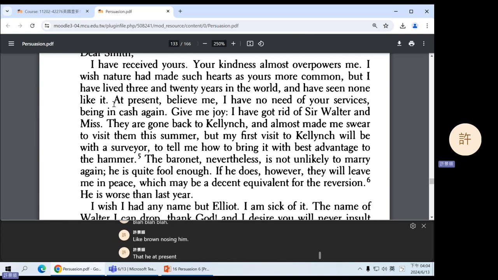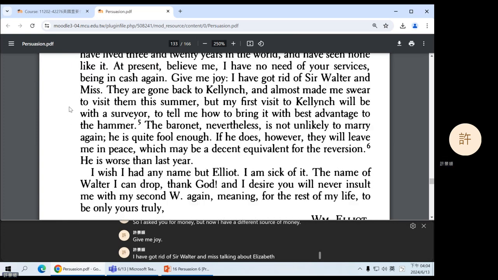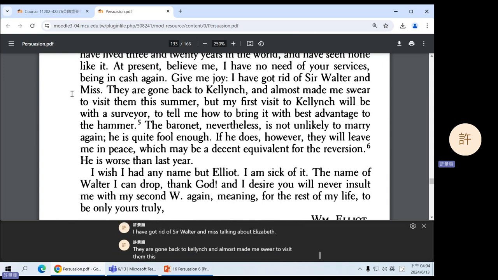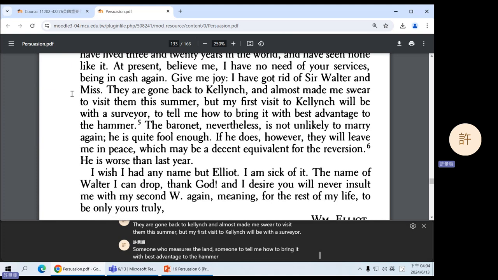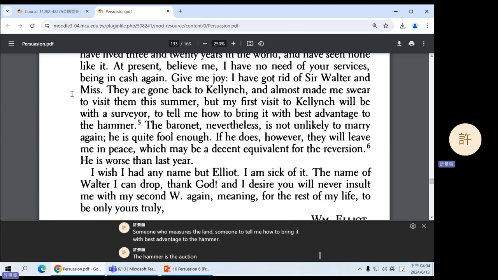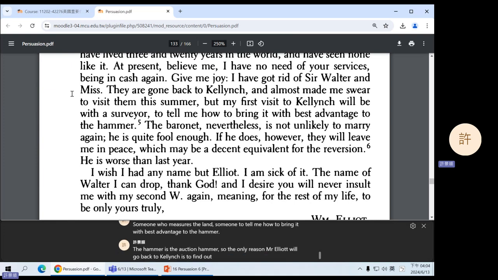At present, believe me, I have no need of your services being in cash again. So I asked you for money, but now I have a different source of money. Give me joy. I have got rid of Sir Walter and Miss. Talking about Elizabeth. They are gone back to Kellynch and almost made me swear to visit them this summer. But my first visit to Kellynch will be with a surveyor. Someone who measures the land. To tell me how to bring it with best advantage to the hammer. The hammer is the auction hammer. So the only reason Mr. Elliot will go back to Kellynch is to find out how much he can sell it for.